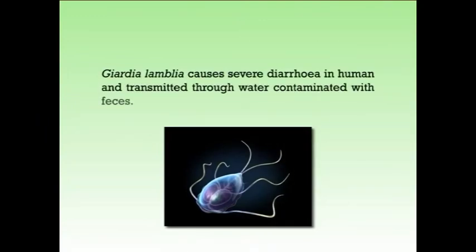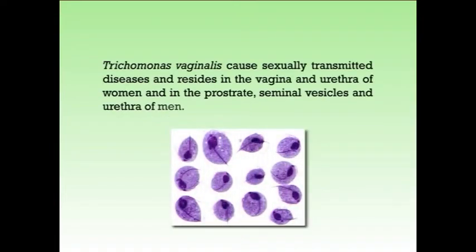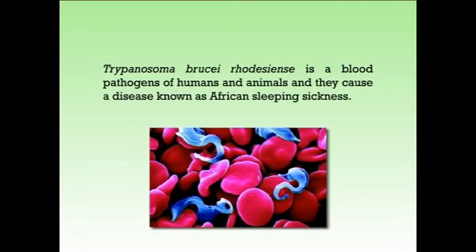Some of the zooflagellates include Giardia lamblia, Trypanosoma brucei, Trichomonas vaginalis, etc. Giardia lamblia causes severe diarrhea in humans, and it is transmitted through water that is contaminated with feces. Further, Trichomonas vaginalis causes sexually transmitted disease, and it resides in the vagina and urethra of women and in the prostate, seminal vesicles and urethra of men. Then when we come to Trypanosoma, Trypanosoma brucei rhodesiense is a blood pathogen of humans and animals, and they cause a disease known as African sleeping sickness.